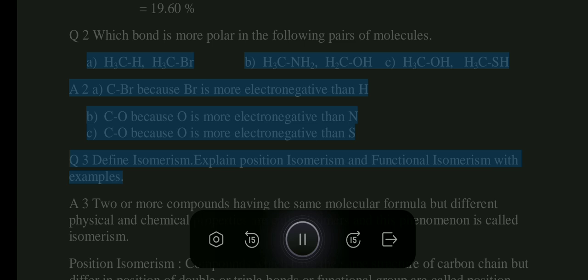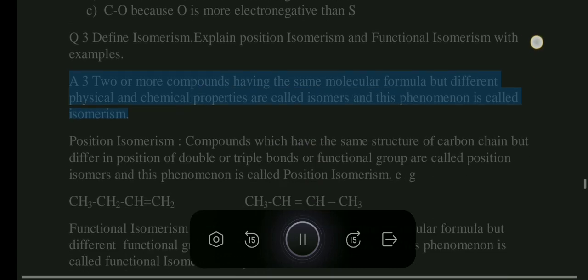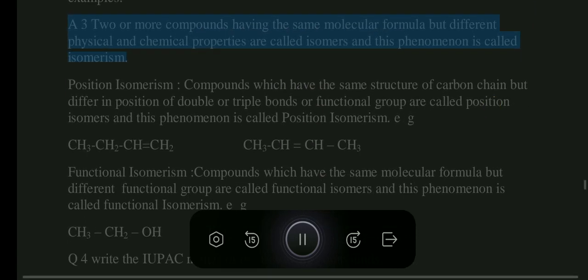Q3. Define isomerism. Explain position isomerism and functional isomerism with examples. Answer: Two or more compounds having the same molecular formula but different physical and chemical properties are called isomers, and this phenomenon is called isomerism.